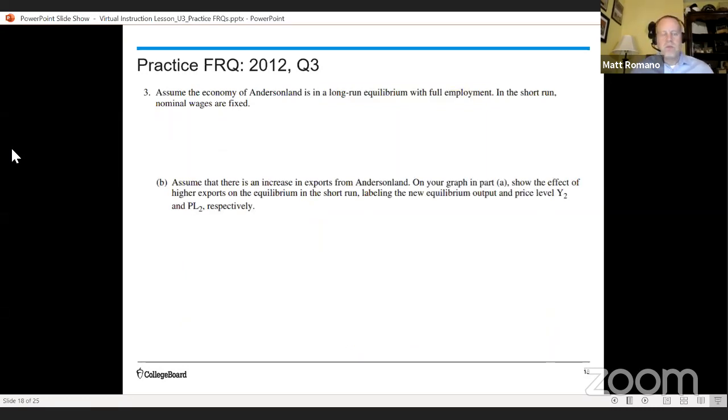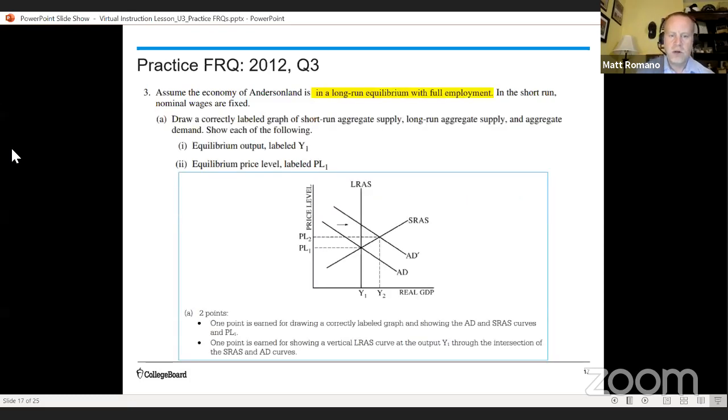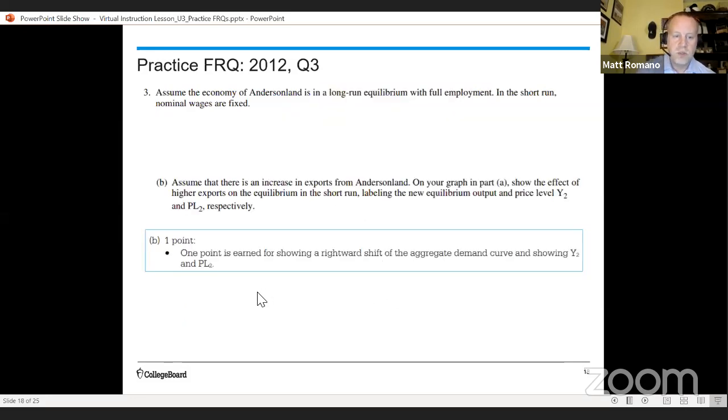So part B, speaking of, assume there's an increase in exports from Anderson Land. On your graph in part A, show the effect of higher exports on the equilibrium in the short run, labeling new equilibrium output and price level Y2 and PL2 respectively. So that's what we saw here. The increase in AD because of an increase in exports is going to cause an increase in price level and an increase in output. So the explanation, which you didn't have to give, but which is given in the scoring guidelines, 1 point earned for showing a rightward shift of AD and showing Y2 and PL2.